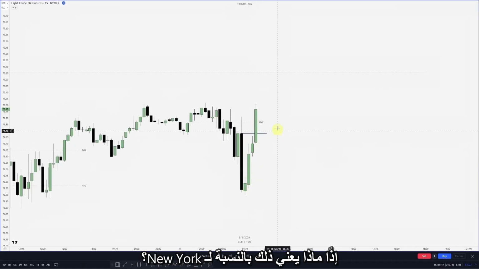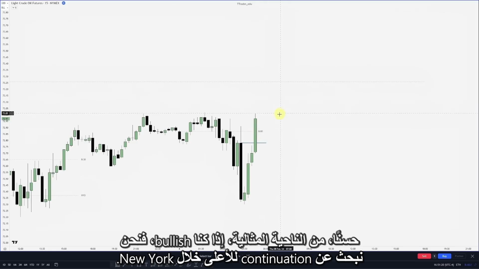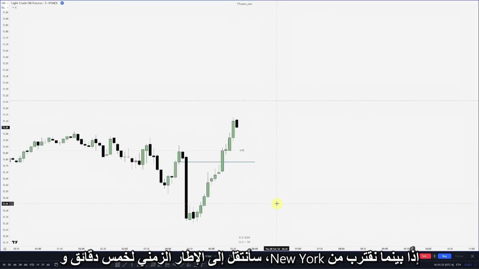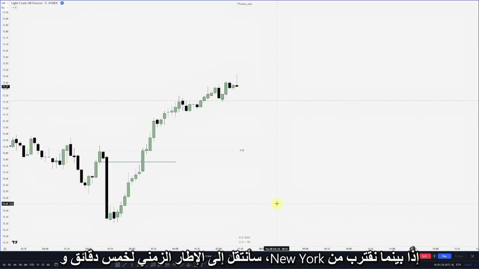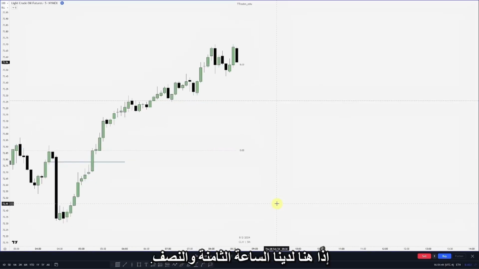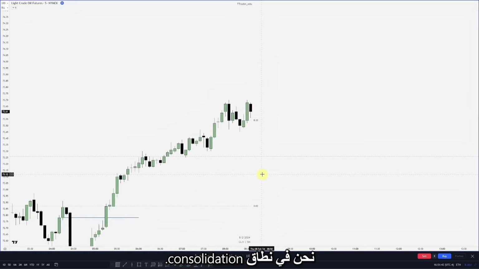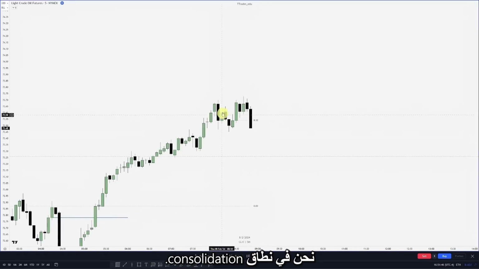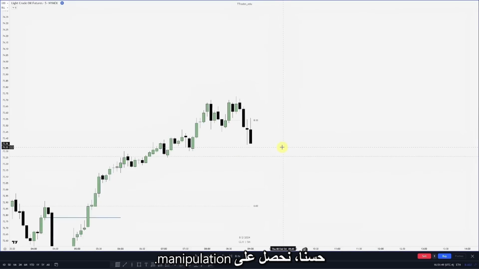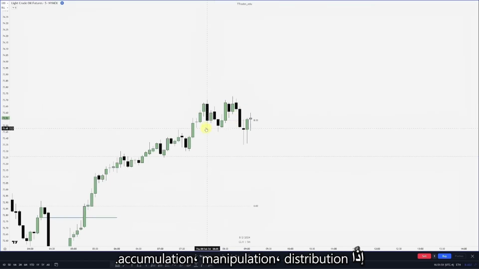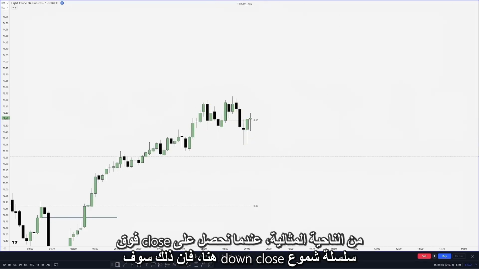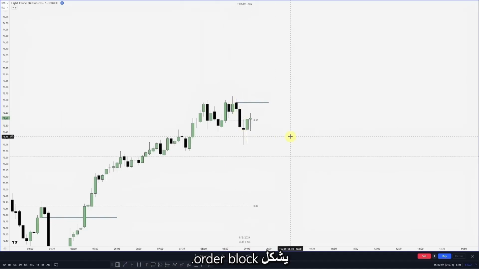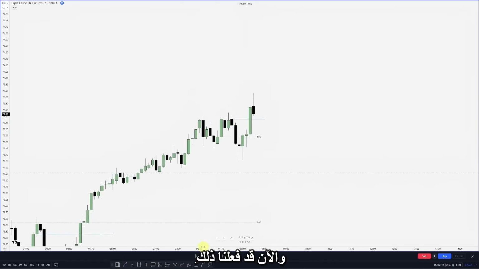So what does that mean for New York? Well, ideally, if we are bullish, we're looking for a continuation higher during New York. So as we approach New York, I'm going to go down to the 5-minute time frame, and let's see what we notice. So here we have 8:30. We're in a consolidation range. Okay, we get manipulation, so accumulation, manipulation, distribution. So ideally, when we get the close over the series of down close candles here, that will form an order block. So now we have done that.